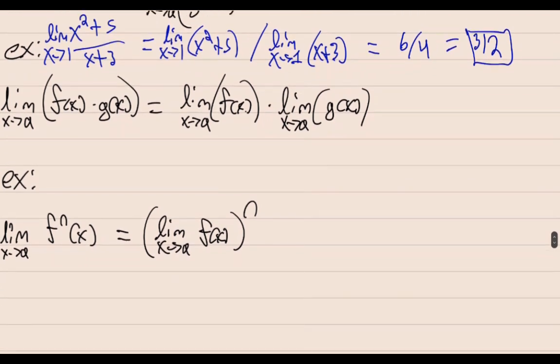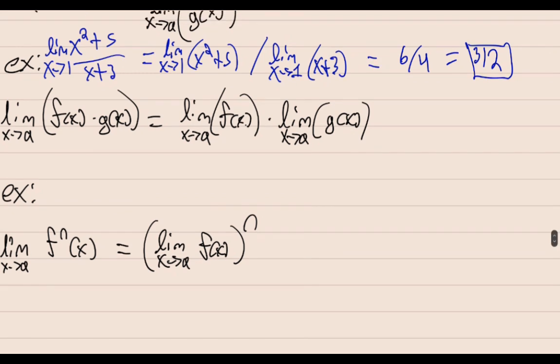Very nice. Then we can look at this nice little product rule. We have the limit as x goes to a of f of x times g of x equals the limit as x goes to a of f of x times the limit as x goes to a of g of x. This one's pretty nice too. As long as both these limits exist individually, they also exist together.